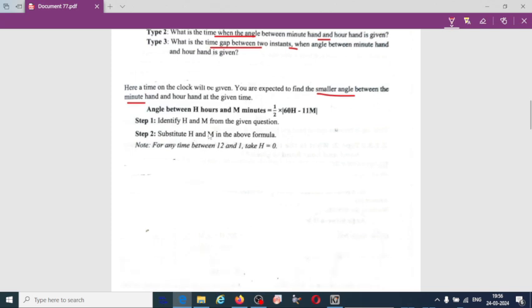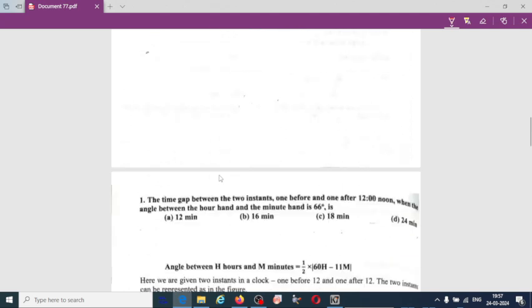You are expected to find smaller angle between the minute and hour hand at the given time. So you have to follow the steps. First, identify hour and minute for the given question, and the second step is to substitute H and M in the above standard formula. For any time between 12 and 1, you should note down this, that H equals 0.